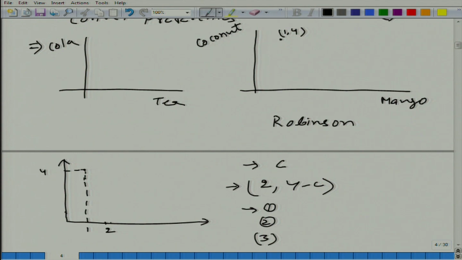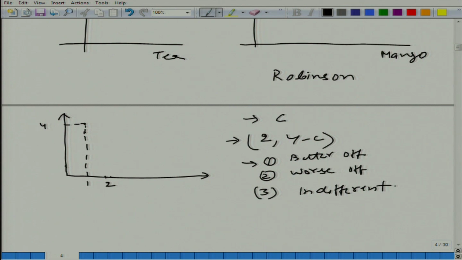Now there are 3 possibilities. Either this person is better off, worse off, or indifferent. Of course, what we are doing here is changing the amount of mango by 1 unit. Let's say we have figured out a particular C star for which this person is indifferent. There will be a C star because we are talking about the continuity assumption, so there has to be a C star that would make this person indifferent between 1 comma 4 and the new bundle.